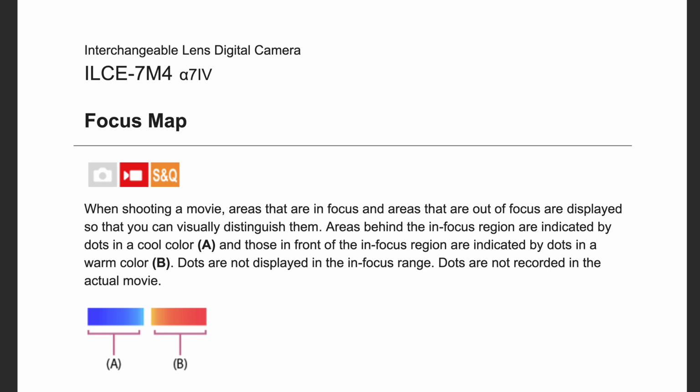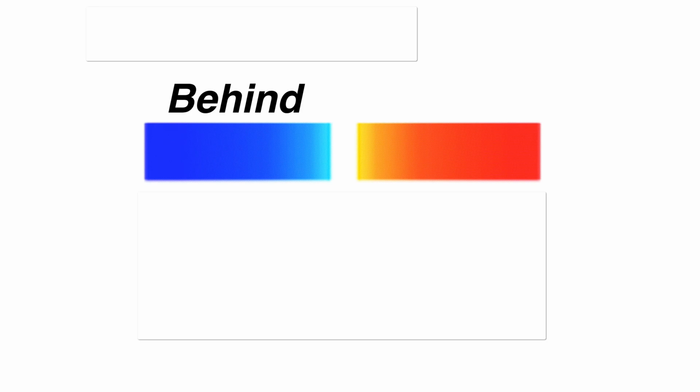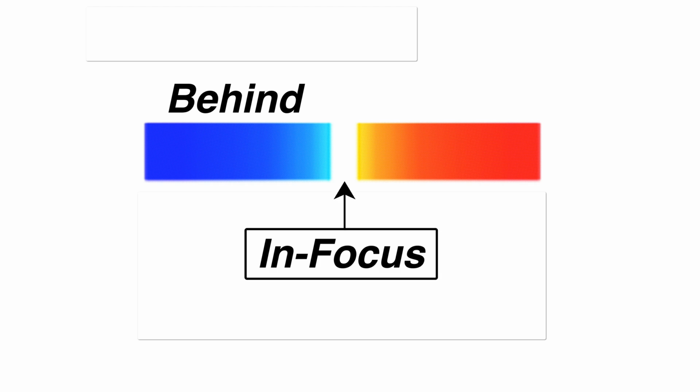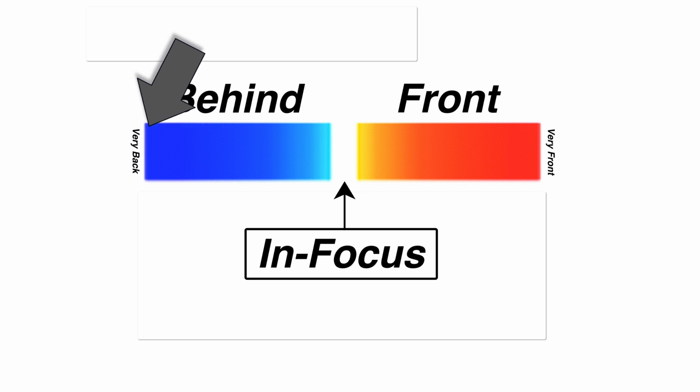Let's talk about what you see in focus map. According to the Sony support page, areas behind the in-focus region are in this cool color range from dark blue to light blue. The range that is in focus is here, no colors. Areas in front of the in-focus region are in this warm color range from yellow to red, meaning the darker the red, the more the object is in the very front of the subject in focus. Then the darker the blue, the more the object is behind the subject in focus, or the very back of it.